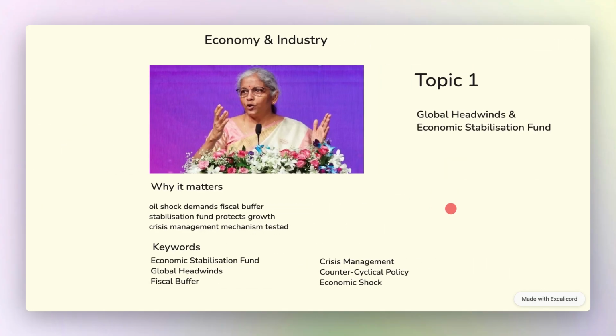Let's go. Now, the first topic is the global headwinds and the economic stabilization fund. The government has announced creation of an economic stabilization fund to counter global economic headwinds, including oil price shocks and potential recession in developed economies.